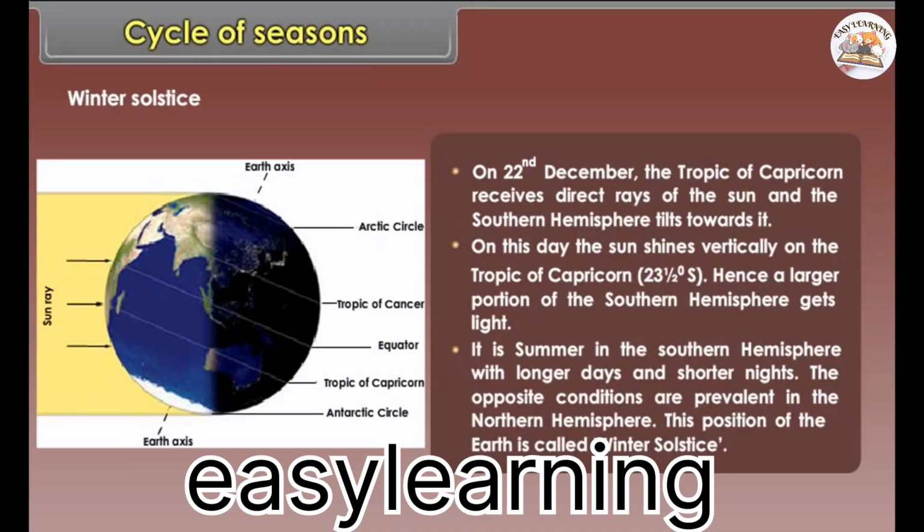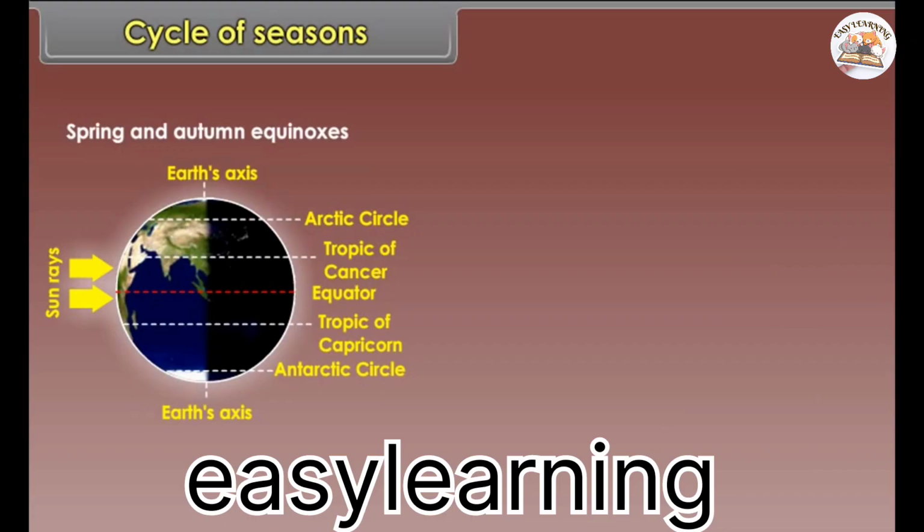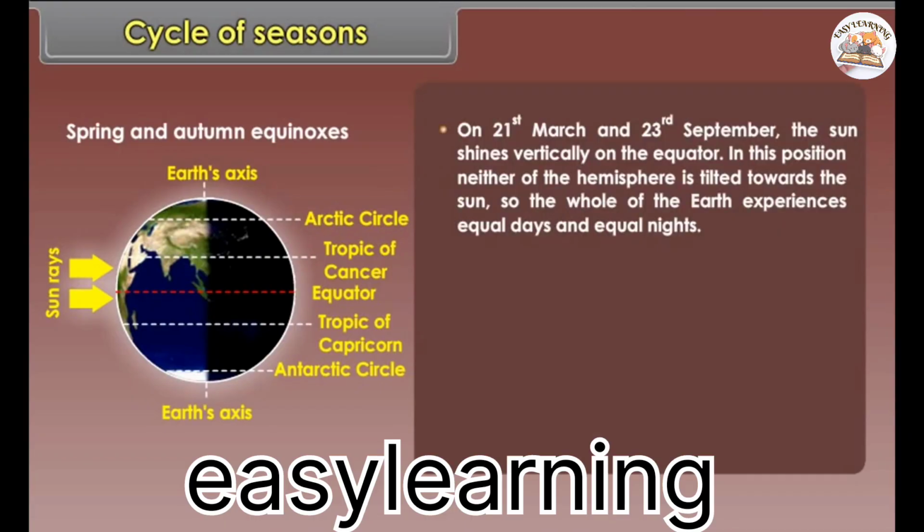Winter solstice. On 22nd December, the Tropic of Capricorn receives direct rays of the Sun and the Southern Hemisphere tilts towards it. On this day, the Sun shines vertically on the Tropic of Capricorn, 23.5 degrees south. Hence, a larger portion of the Southern Hemisphere gets light. It is summer in the Southern Hemisphere with longer days and shorter nights. The opposite conditions are prevalent in the Northern Hemisphere. This position of the Earth is called winter solstice.